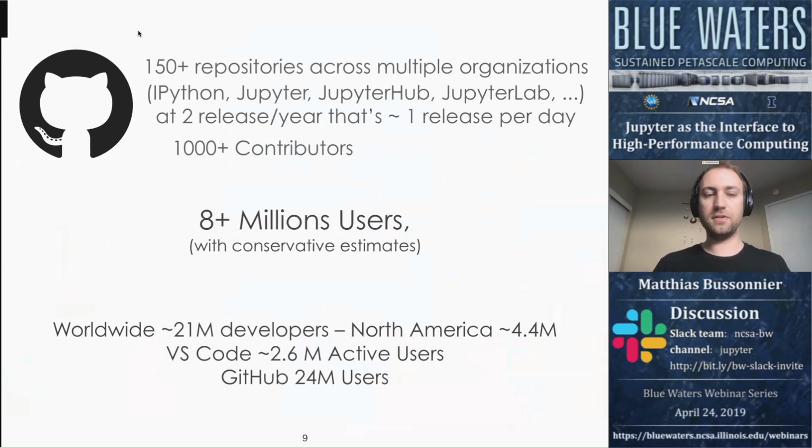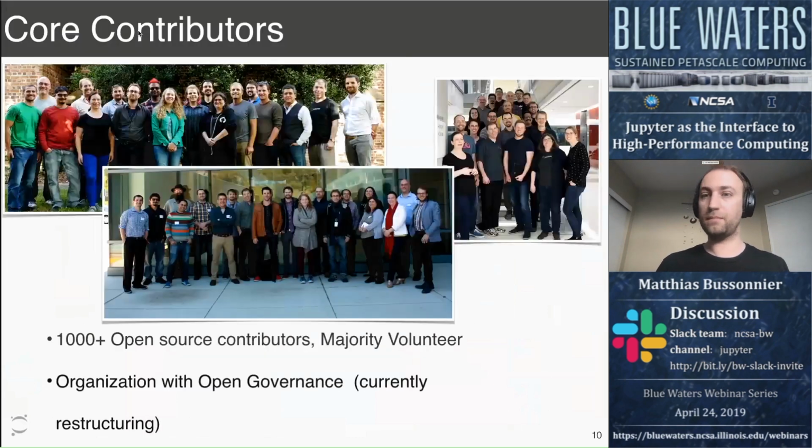To give you an idea, there are about 21 million people that self-identify as developers worldwide, and 4.4 million in North America. GitHub has 24 million users, and VS Code, which is a nice IDE, a nice text editor IDE from Microsoft, has 2.6 million users. So we are a relatively big project.